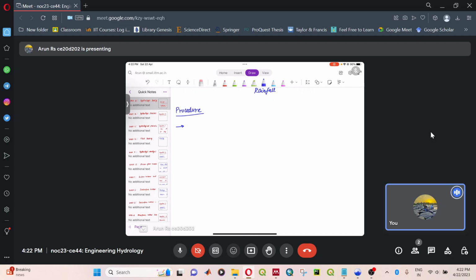So first what we will do is we'll obtain the historical data. So we take 30 years of data. So we will take them in the hourly scale.